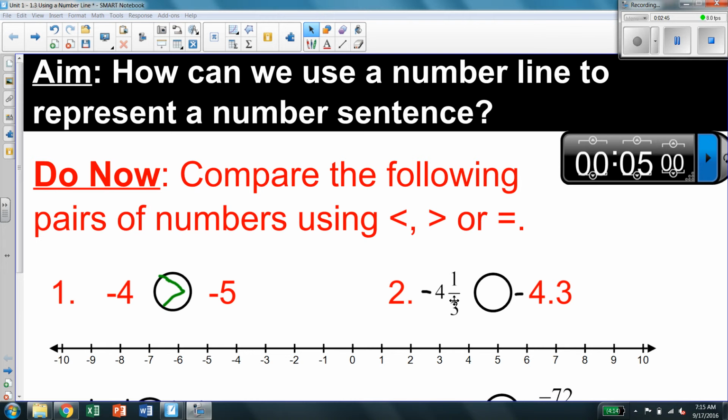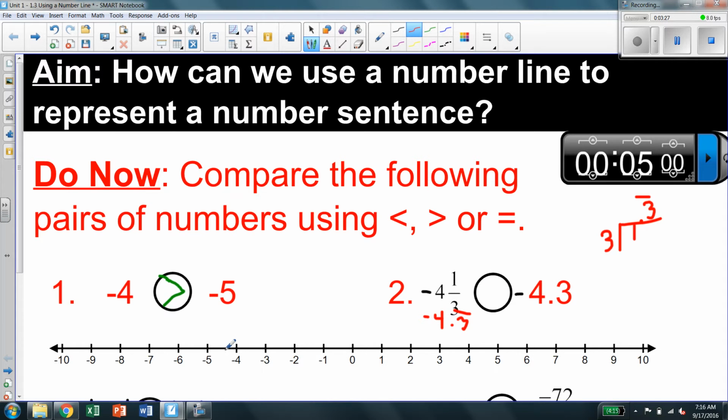For -4 1/3, we can turn it into a decimal to really get a better understanding of what its value is. So we could do long division, 1 divided by 3, and if we do this correctly, we'll find out that it turns out to be 0.3 repeating if we were to follow out that long division. So this is really -4.3 repeating. So we are not comparing the two same numbers. They're not the same. They're very close to being the same, but they are not the same. So we cannot say an equal sign here.